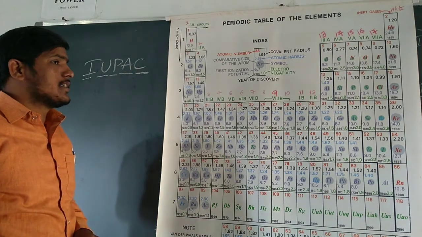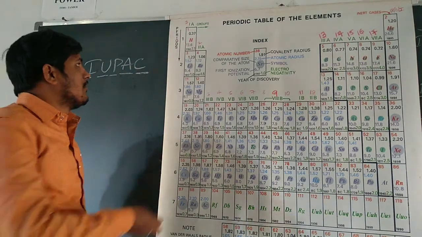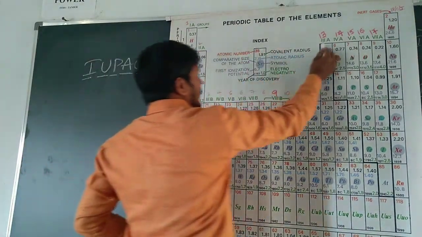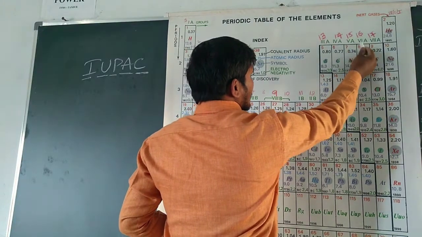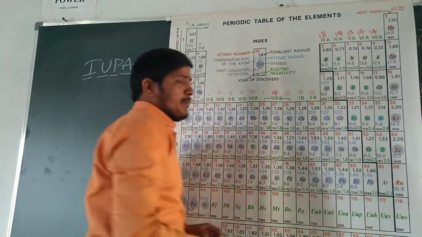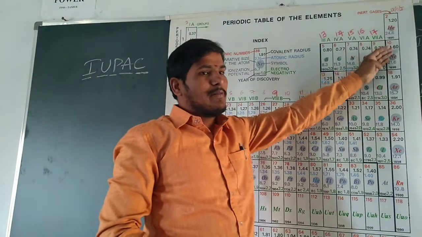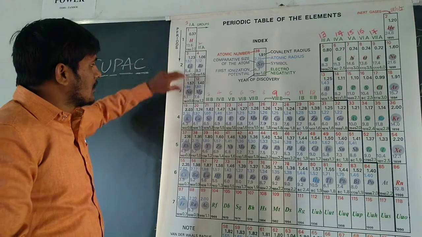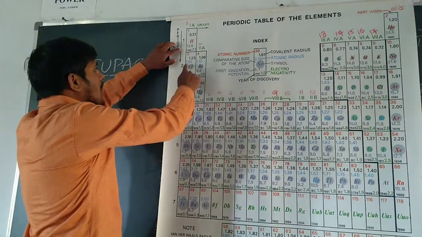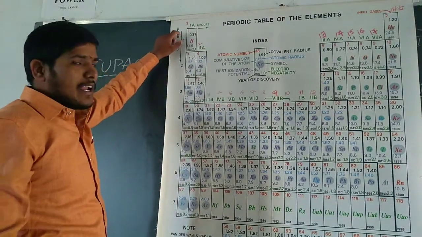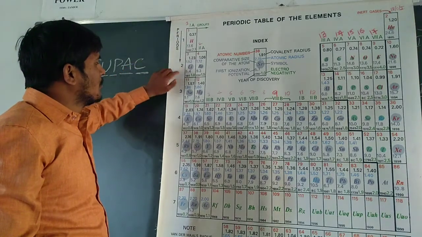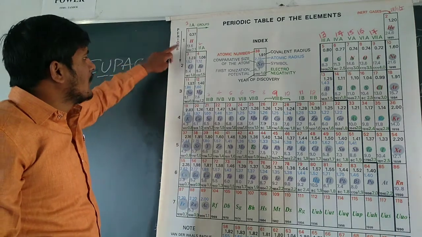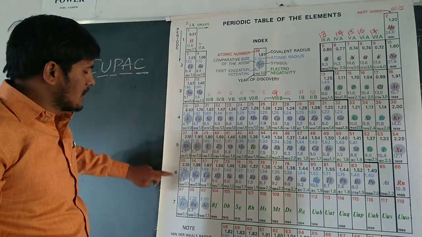In the older notation, we indicated groups with Roman numbers: 1A, 2A, 3A, 4A, 5A, 6A, 7A, and 8A group elements, or the last group, 0 group elements, which are the inert gases. The horizontal rows are indicated with Arabic numbers 1, 2, 3, 4, 5, 6, 7.